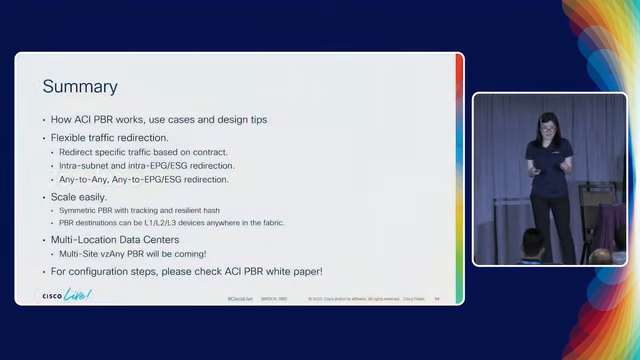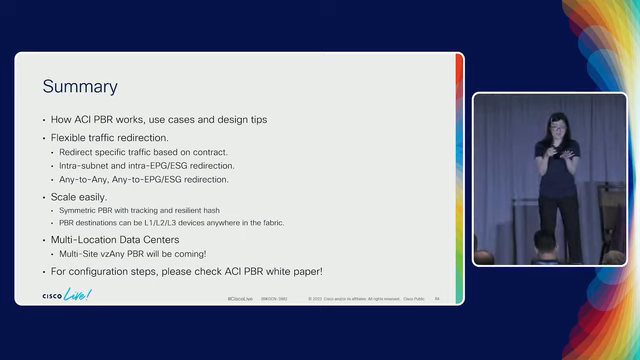So conclusions. This is actually the last slide. I hope you understand what the PBR use case is, how it works, a couple of design tips, and how to do troubleshooting by checking zoning rules. It's flexible. We can redirect specific traffic based on contract. We can redirect traffic even intra-subnet, intra-EPG, ESG, any to any to EPG, ESG. And we can scale easily. We can do symmetric PBR, resilient hashing, and PBR destination can be L1, L2, or L3. And it can be connected anywhere. And this is applicable to multi-location data centers, and we have a way to keep traffic symmetric to make this work.